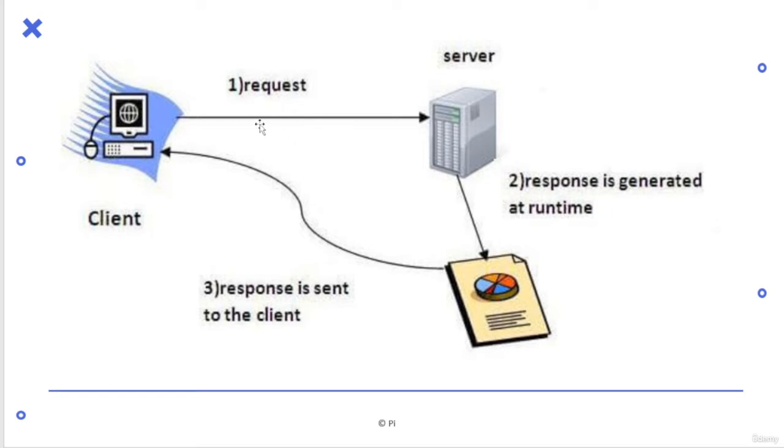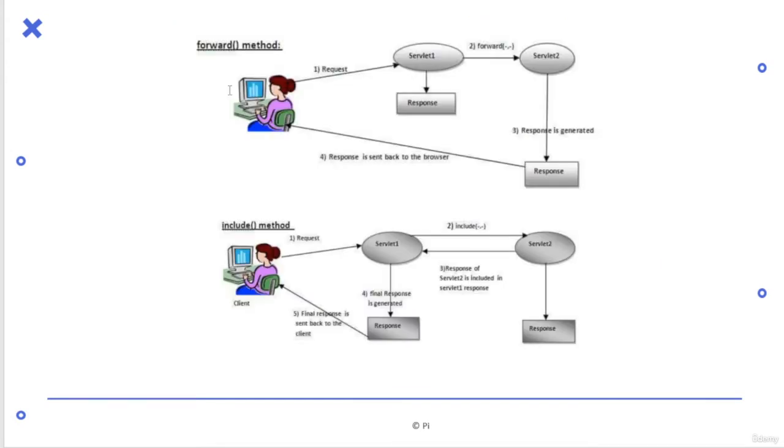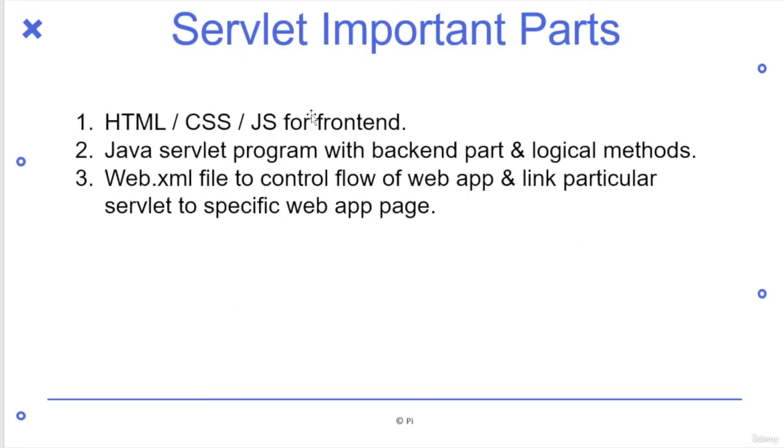Instead of that, I can put the Java file in the network layer, which is basically, the network also has some storage capacity, or we can say transfer capacity. So I can embed that part in HTML only. So this is the forward method, include method, and everything. Then I'm going to tell you the important parts of a servlet. If you know servlets, there are three important parts here.